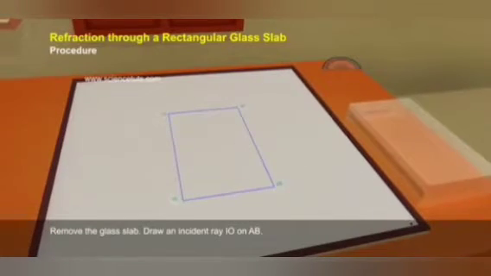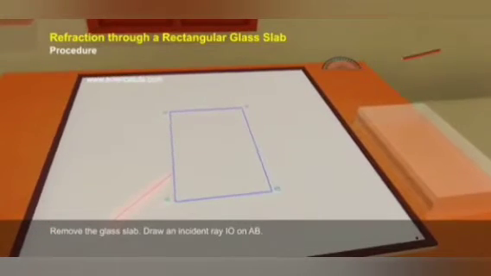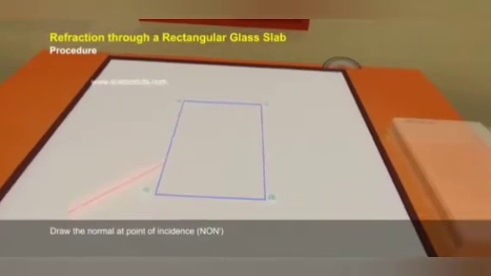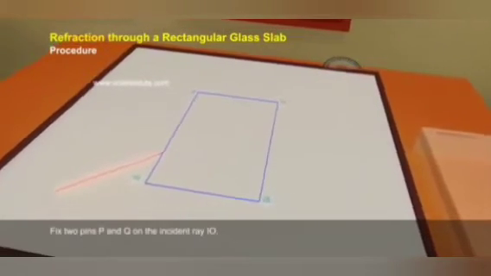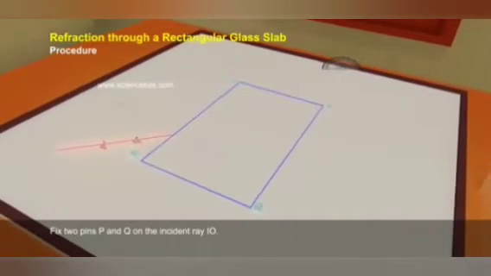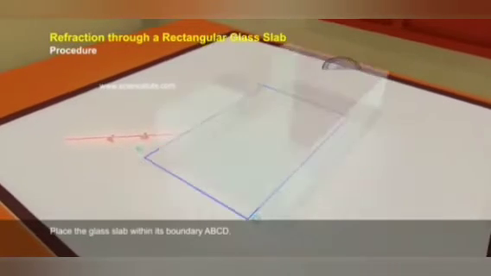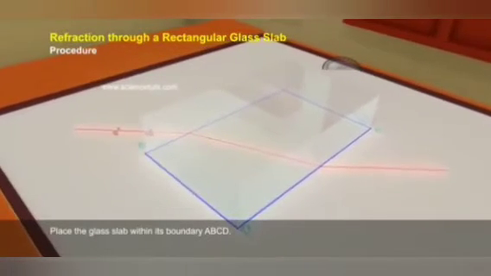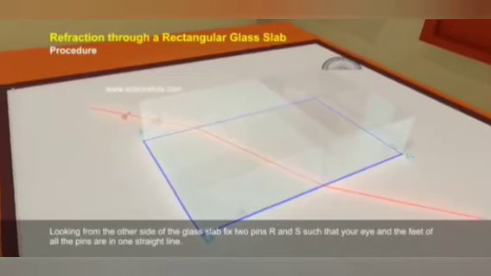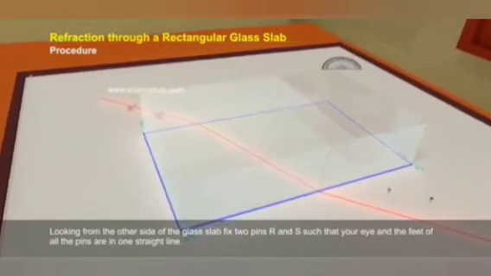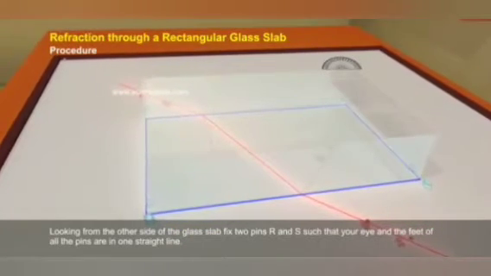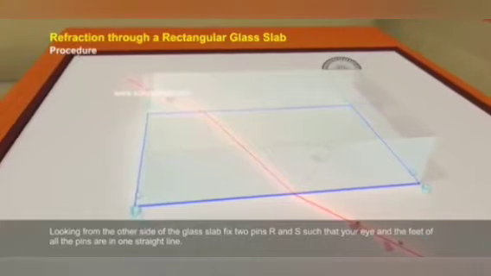Draw an incident ray IO on AB. Draw the normal at the point of incidence, NON'. Fix two pins P and Q on the incident ray IO. Place the glass slab within its boundary ABCD. Looking from the other side of the glass slab, fix two pins R and S such that your eye and the feet of all the pins are in one straight line.